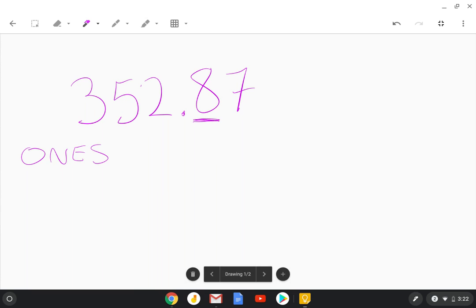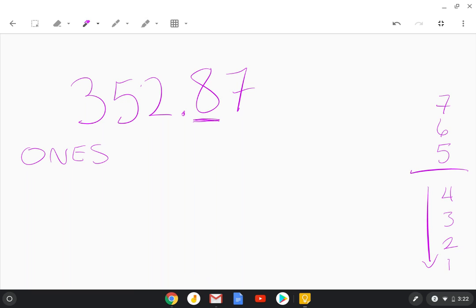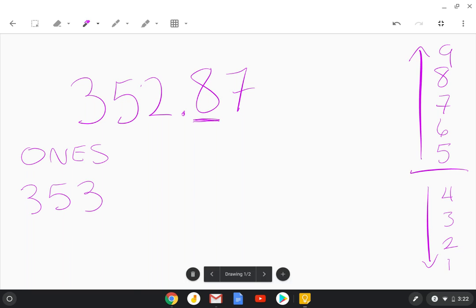What we determine in mathematics is that from 1 to 4, you go down, and from 5 up, you go up. Because this 8 is in this upper section, this is going to become 353 if I round it to the ones place. This 8 means we move this 2 up to a 3 because it's almost made another complete 1. That's if I wanted to round to the ones place. Remember, the ones place is where this 2 is located.